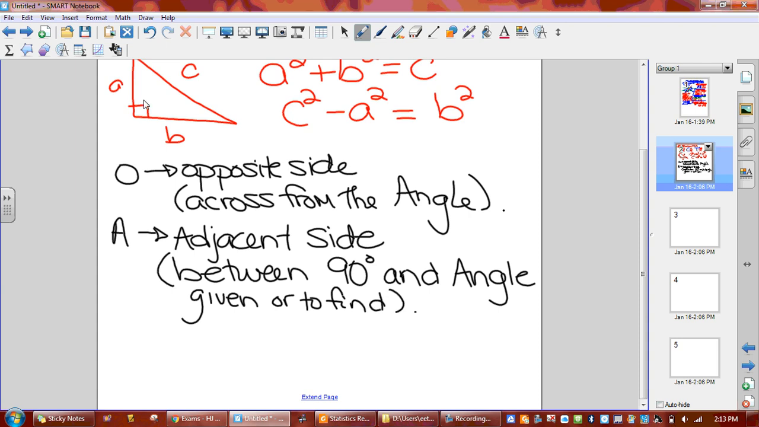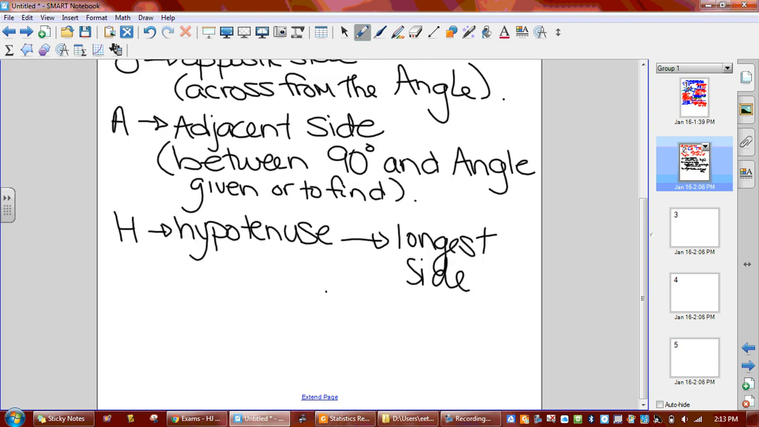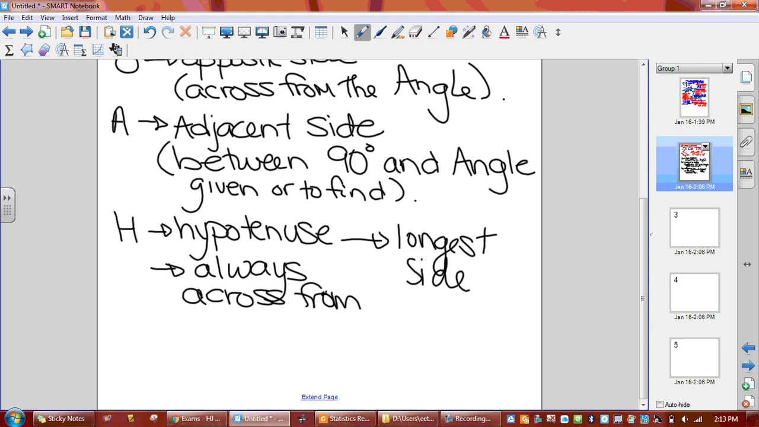And then you've got H, of course, which is your hypotenuse, which is always your longest side. And one other feature is the hypotenuse is always across from the 90-degree angle. So it's always across from it. Push pause now so that you can have a moment to write those down. We're going to continue with an example.